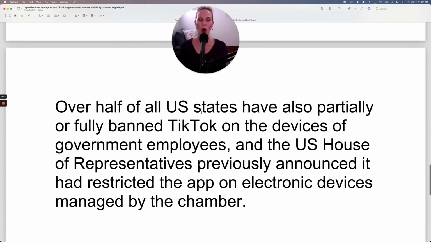Over half of all US states have also partially or fully banned TikTok. So notice here, have banned. What verb tense is this? The present perfect. And in this case, we're using have because US states is our plural, and it would be they. They have banned. Now, partially means that only some of TikTok is banned.